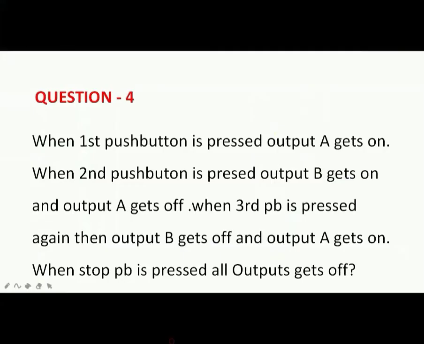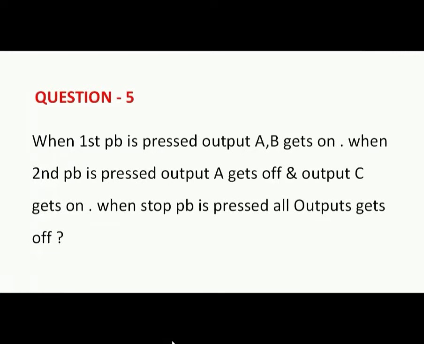Let's go to the next question, question number 5. This is the question: when the first push button is pressed, outputs A and B get on. When the second push button is pressed, output A gets off and output C gets on. When the stop push button is pressed, all outputs get off. So this is also a small question.